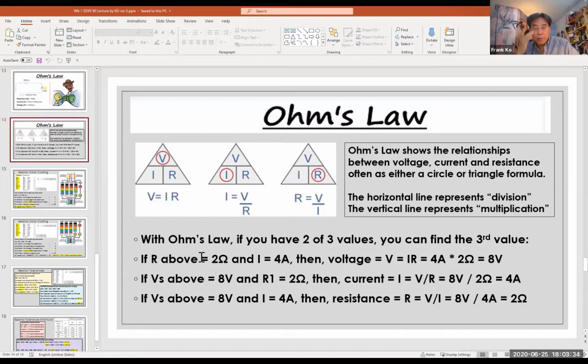One more, and the last bullet point here shows voltage source. If the voltage source above is 8 volts and the current is given as 4 amps, you are now asked to calculate for R. You look at the triangles again, and you're able to see that R is equal to V divided by I. That being said, your V of 8 volts divided by I of 4 amps gives you 2 ohms.